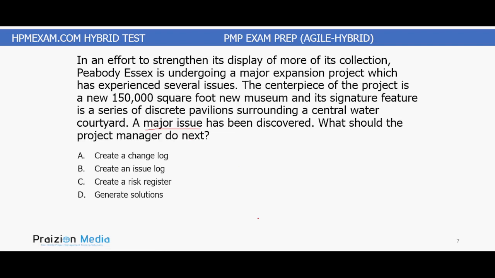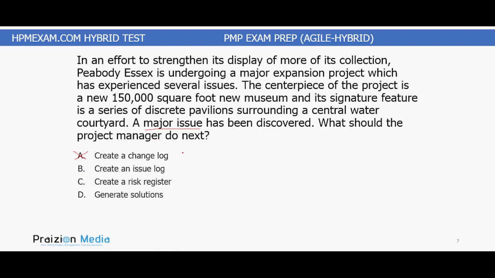So, if an issue has been discovered, here's the deal. You wouldn't create a change log, right? That wouldn't be the next thing to do. You wouldn't create a change log because it's one, possible that it already exists, and two, it is not directly tied to an issue. Issue doesn't always equal change, okay? Issue just means resolve. Resolve doesn't always equal change. So that would be presumptuous to say change log.